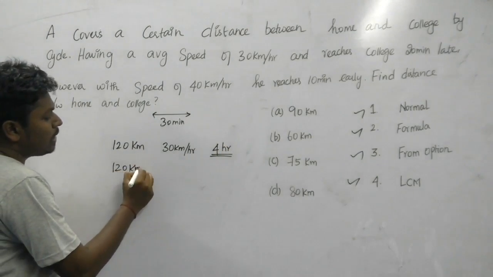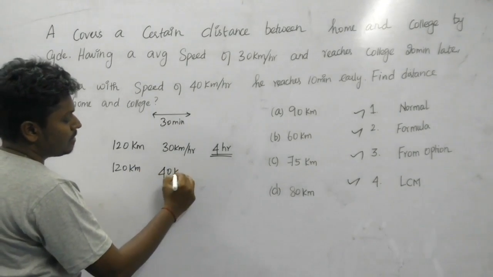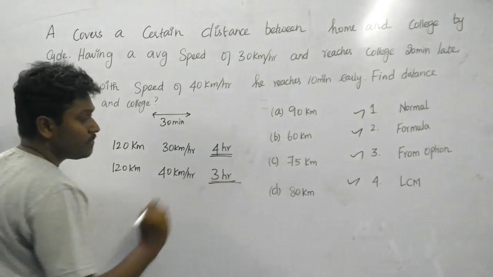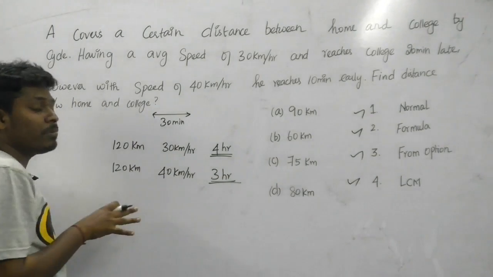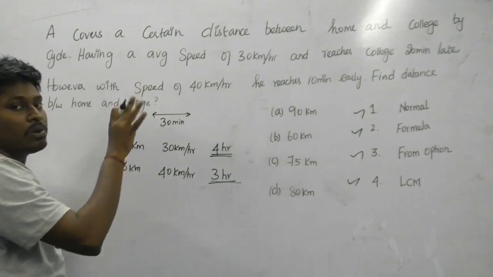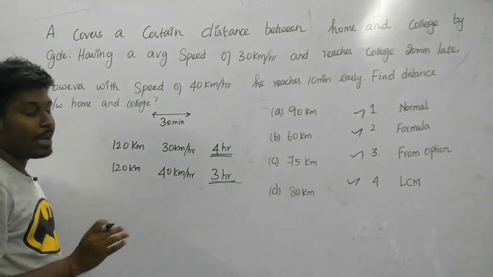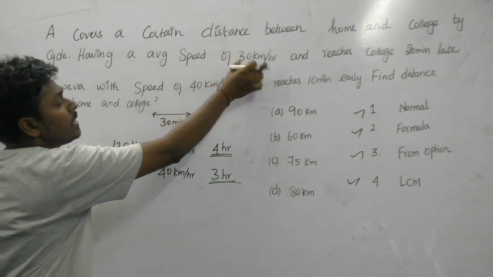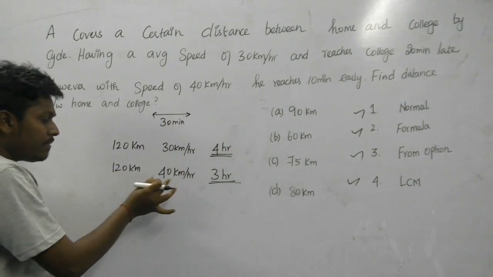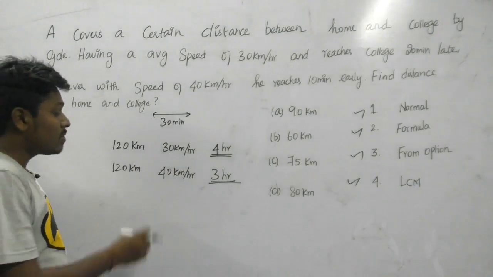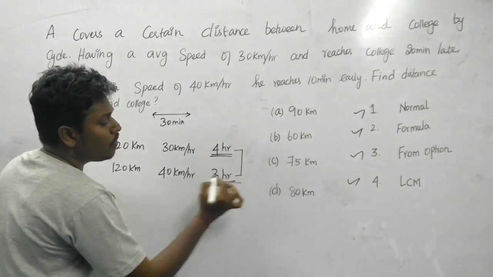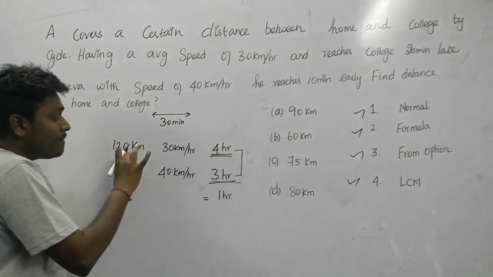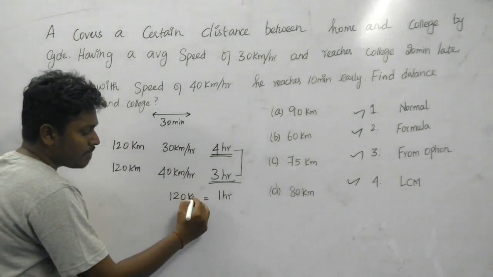Similarly, if 120 kilometers, if he travels at 40 kilometers per hour, understood friends, at 40 kilometers per hour he will take 3 hours. Understood what I did? In order to assume some value, I just took the LCM. 40 and 30 LCM is 120 kilometers. I am just keeping this value constant. If I keep 120 constant, at 30 kilometers per hour he will take 4 hours. Similarly, at 40 kilometers per hour, he will take 3 hours. So we can clearly say that the difference between 4 hours and 3 hours will be 1 hour.